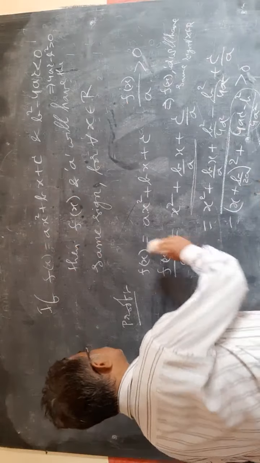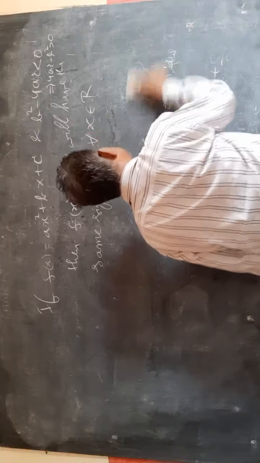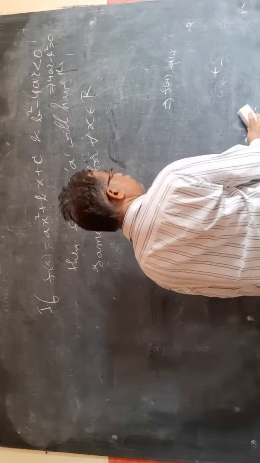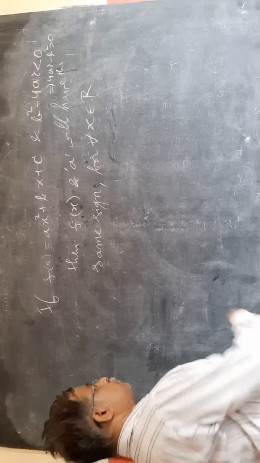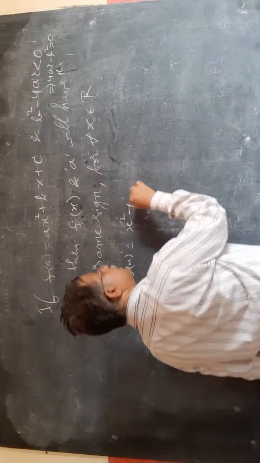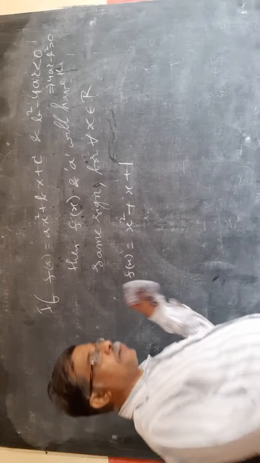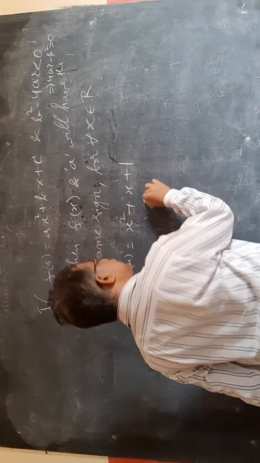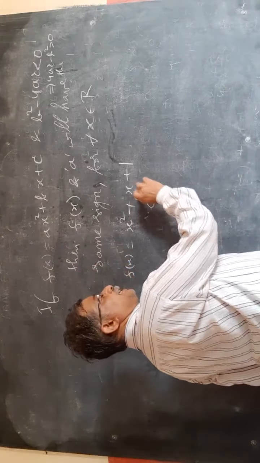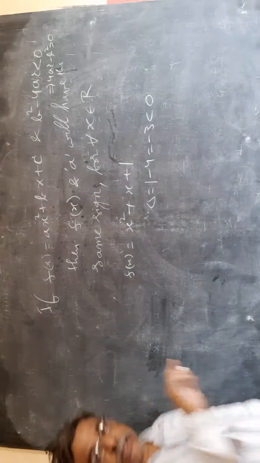We will take one example so that you can get a clear idea of the same. For example, f of x equals x square plus x plus 1. Now observe what b square minus 4ac is here. a is 1, b is 1, c is 1. b square minus 4ac is minus 3. Is it less than 0 or not? So it is less than 0.